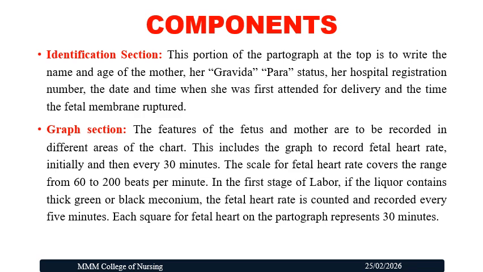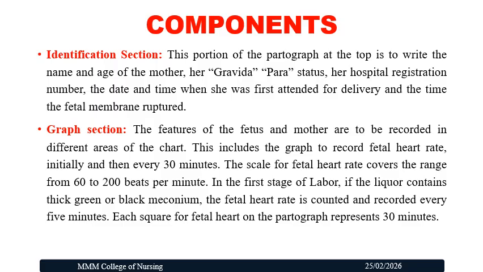First and foremost, we are supposed to mark the identification section, which is nothing but the baseline data of the mother. It consists of name, age of the mother, gravida, para, hospital registration number, date and time when she got admitted to the labor room, and time the fetal membrane ruptured. Next section is the graph section.